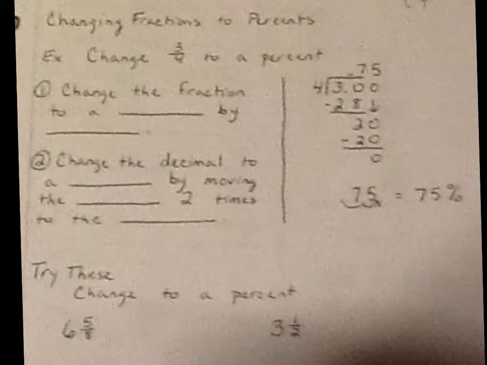Okay, so let's start out with the first step. And so we have an example here that says change 3/4 to a percent. Okay, and so step one, like I told you, change the fraction to a decimal. Change the fraction to a decimal by dividing. Okay, and so if you remember back, we did this a couple weeks ago. You take your fraction and you divide the top number by the bottom number. So remember, the top number, the numerator, goes inside.